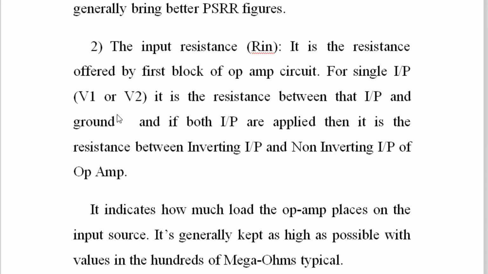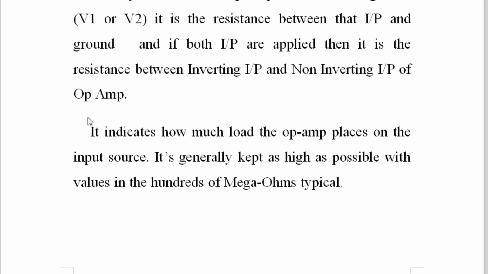For a single input, either V1 or V2, it is the resistance between that input terminal and ground. And if both inputs are applied, then it is the resistance between the inverting input and the non-inverting input of the op-amp. Normally the input resistance of an op-amp is very high, and the credit goes to the emitter resistor Re of the first block, which is a very high value resistor replaced by a constant current source. So it is in mega ohm.